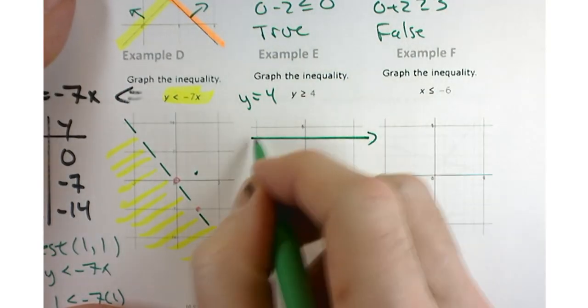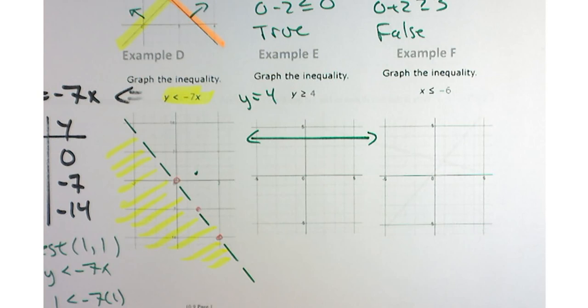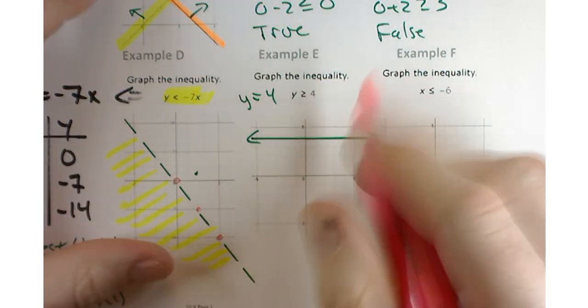And you could break out a test point. 0, 0 works for a test point, but let's just think about it. Where you're going to find values of y that are greater than or equal to 4, above the line or below the line? Above the line, yeah.